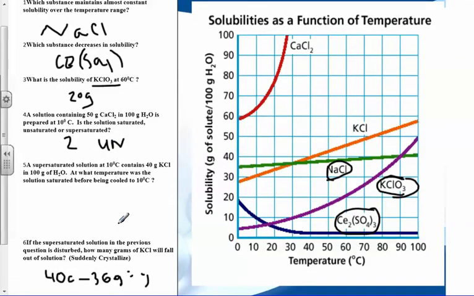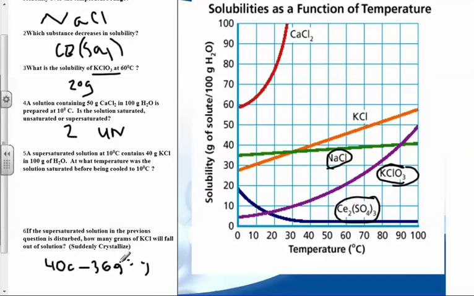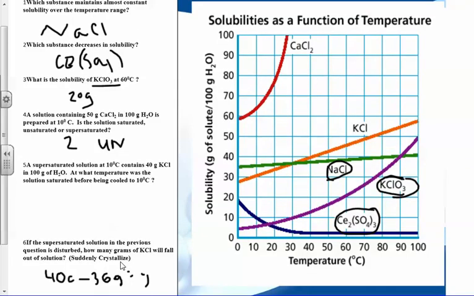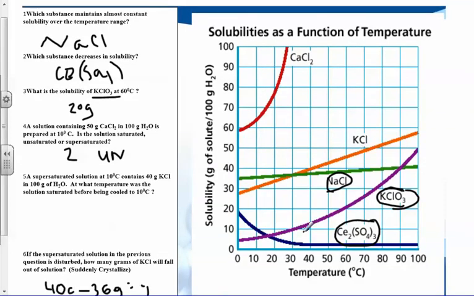Number 5, a supersaturated solution at 10 degrees Celsius contains 40 grams of potassium chloride in 100 grams of water. At what temperature was the solution saturated before being cooled to 10 degrees Celsius? So we have this solution, and we need to find it first. Potassium chloride, it's this orange line, and it contains 40 grams of solute. So here we have 40 grams. Let's see where it meets that line. Oh, there it is.